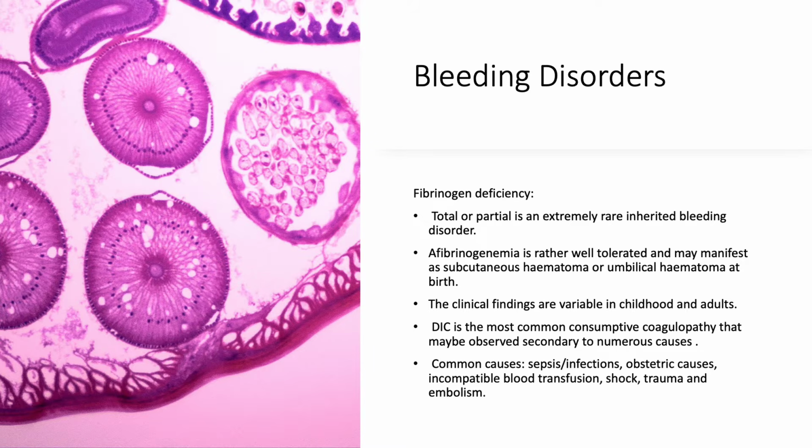DIC is the most common consumptive coagulopathy that may be observed secondary to numerous causes. Common causes of fibrinogen deficiency are sepsis, infections, obstetric causes, incompatible blood transfusions, shock, trauma, embolism.